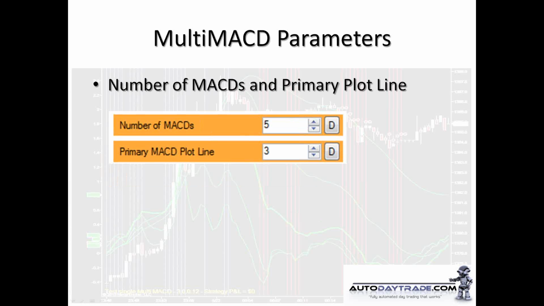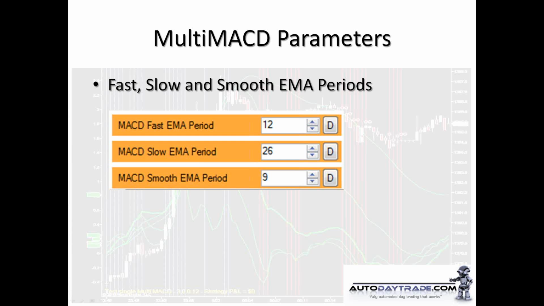The number of MACDs and the primary plot line tell the MACD how many plot lines to create and which one is, visually anyway, the primary line. We'll get to just how they're created in a minute here. Today we're going to create a robot with 5 lines. I generally use the typical 12, 26, 9 settings for MACD values. However, other values may be substituted depending on your trading style and goals.